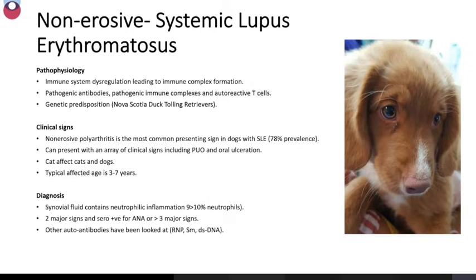And diagnosis can be based on clinical signs and seropositivity for anti-nuclear antibodies, although that's unfortunately not a fail-safe diagnosis. So sometimes we say if animals have over 3 major signs consistent with SLE, we can diagnose them based on that as well. And synovial fluid analysis reveals very similar findings to other forms of immune-mediated polyarthropathy. So usually we have over 10% neutrophilic inflammation.